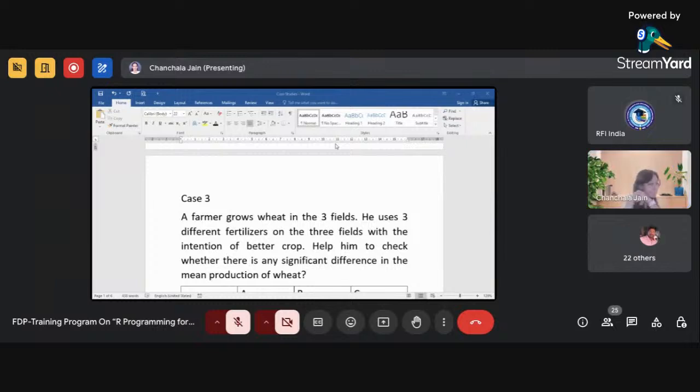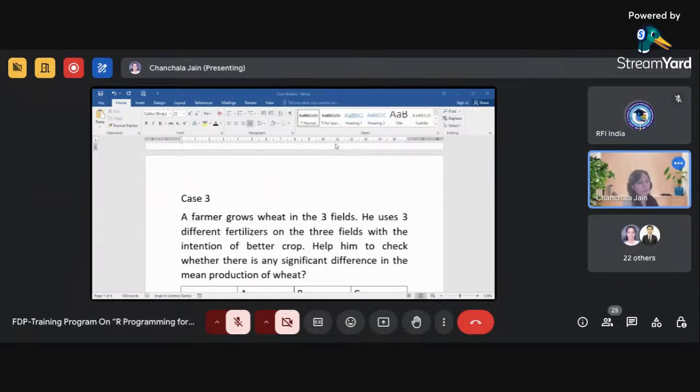Ma'am, I think this would be an independent sample t-test. We have categories of fertilizers and production is the continuous variable. So will it be a case of independent or dependent? Independent. One opinion from Abhishek sir's side is that the independent sample t-test should be applicable in situation 3. Any other opinion?